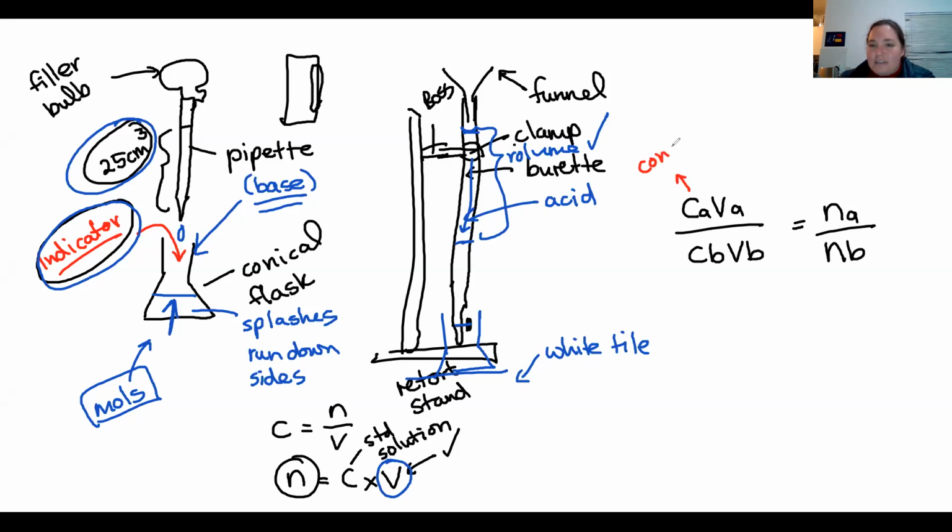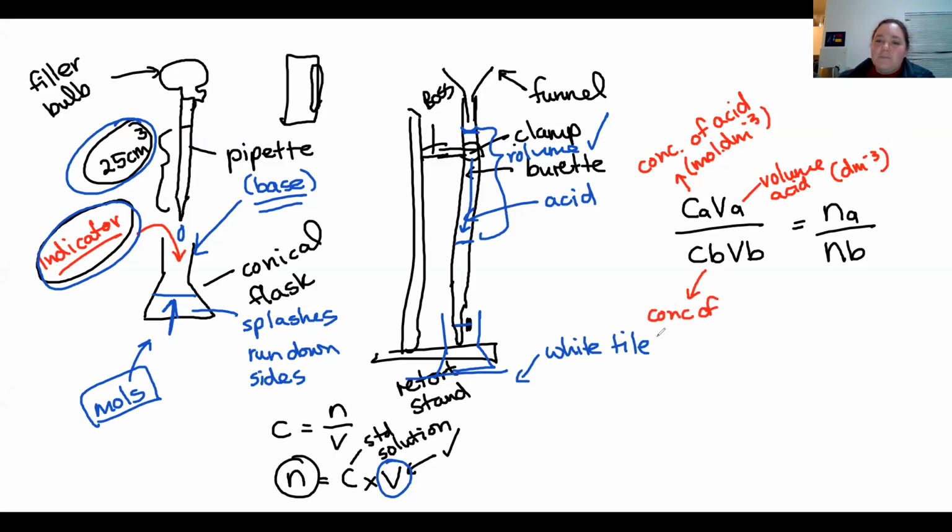So Ca is the concentration of the acid, and it will be measured in moles per decimeter cubed. Va is the volume of the acid, and in this particular case, your volume of your acid can actually be in either centimeters cubed or decimeters cubed. I strongly advise that you convert it to decimeters cubed, because centimeters cubed cannot be used for your pH calculations. And if you get too comfortable using the wrong units, then we get into trouble later. Cb is the concentration of base, and Vb is the volume of the base.